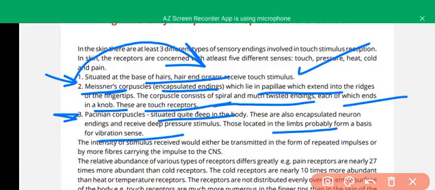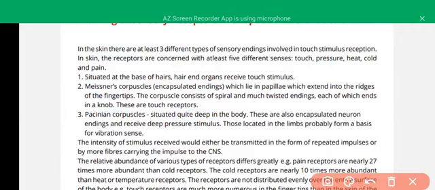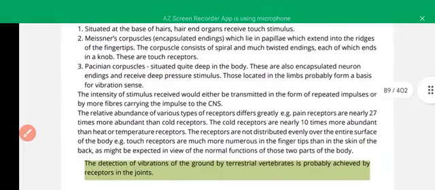Vibrations that usually occur in the joints are detected by Pacinian corpuscles in the limbs. They are found in the limbs. It is also very important information. Then we will study the intensity of different types of receptors.